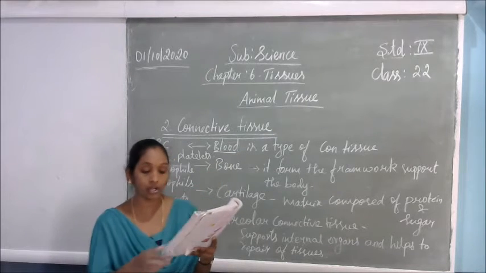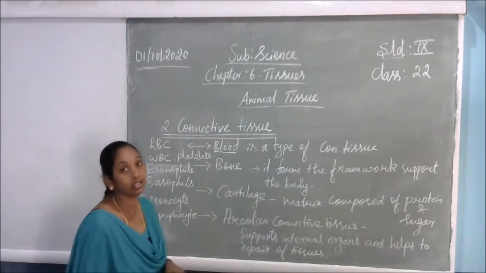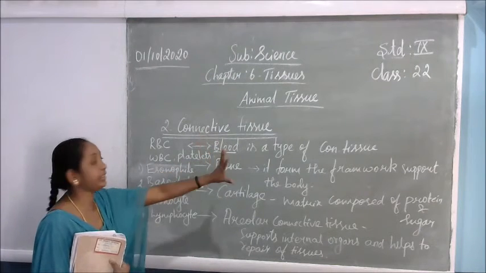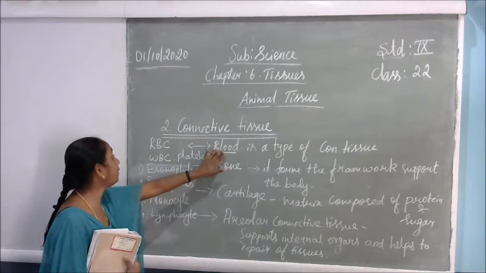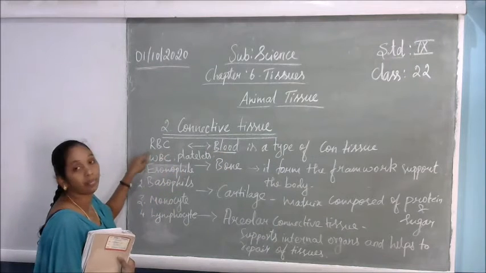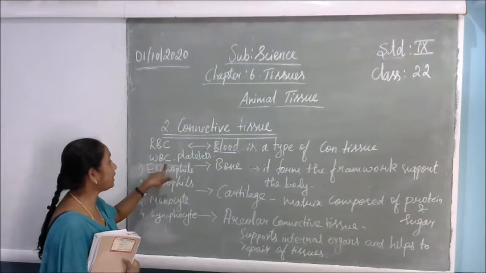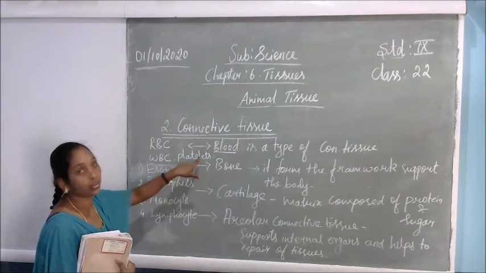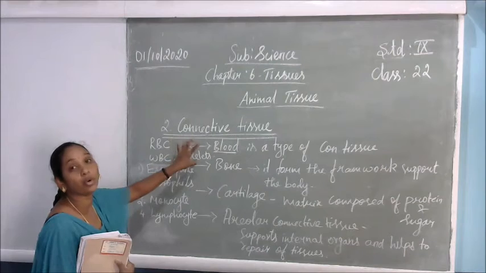Okay. Take it now. How do we find the blood cells? Blood is a fluid connective tissue. Okay. Inside the blood, what is there? RBC, red blood cells will be present. WBC, white blood cells will be present, and platelets will be present. Okay. So each one of the cells is very important.